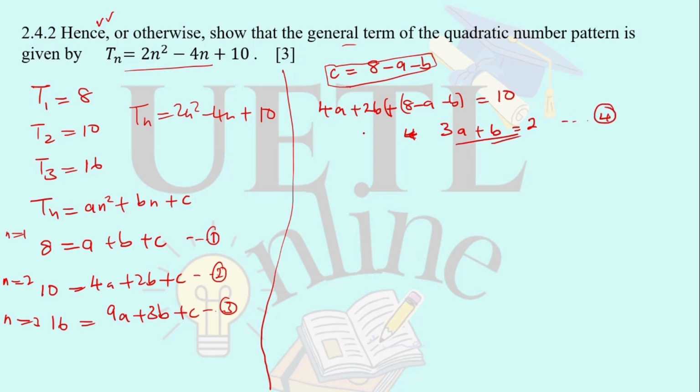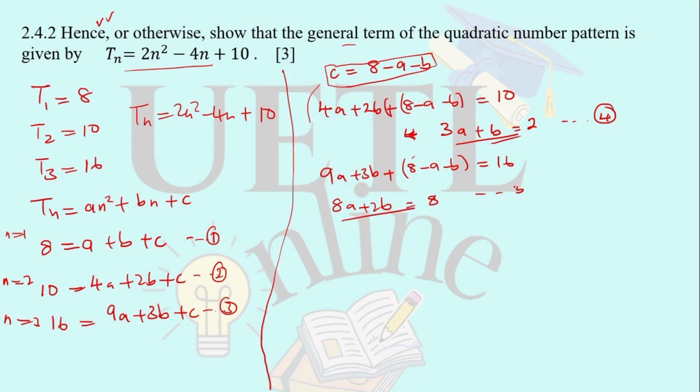Then let's substitute this c again in equation 3. So we're going to get 9a plus 3b plus c, and we substitute 8 minus a minus b, is equal to 16. Here we can see that 9a minus a gives 8a, then 3b minus b gives 2b. Then the 8, if we send it to this side, we're going to get 8. This is going to be our equation 5.